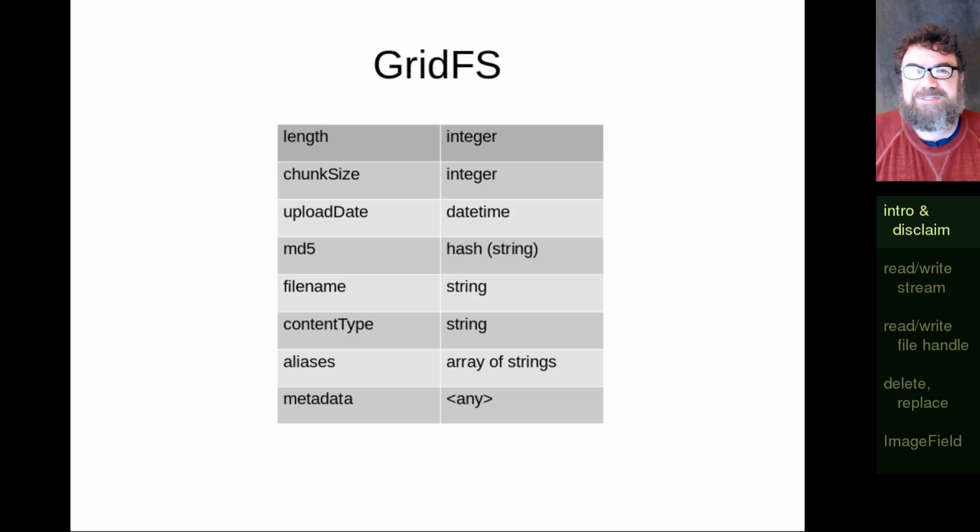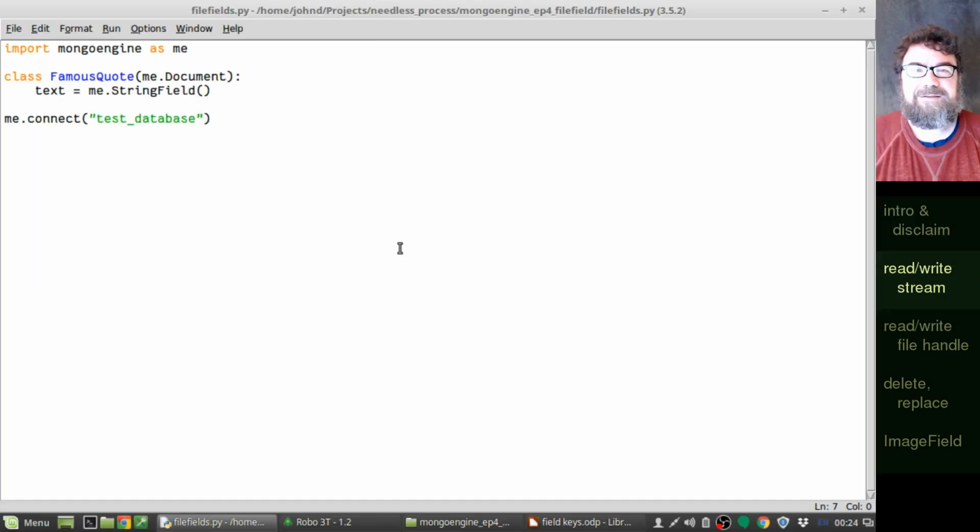The upload date of when it was sent, an MD5 hash of the file as a whole for verifying contents, file name, content type, which uses the same format you would expect to see in web documents, aliases for the file, and of course metadata, which is an open-ended field. In fact, if you're going to store a bunch of stuff in metadata, you just create a dictionary in there and have a bunch of fields in there.